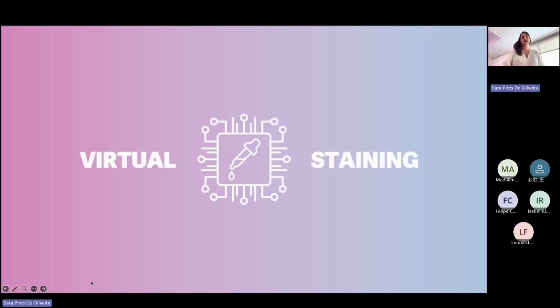That is, instead of just performing any other task in one of these two modalities, we were wondering if we can go from pink to blue. And so from one domain to the other. And this can be done, or please believe me, this can be done with virtual staining.